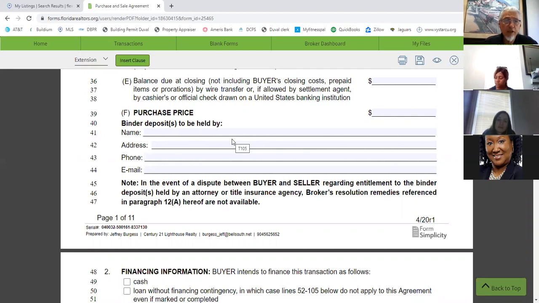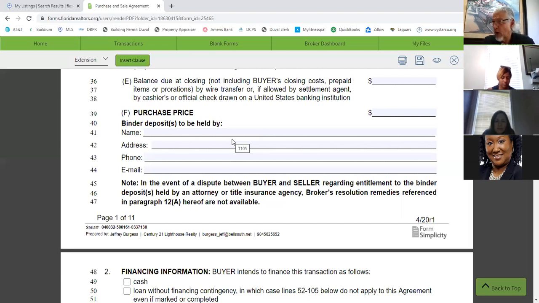Okay. Now note what it says on line 45. It says, in the event of a dispute between buyer and seller regarding the entitlement to the binder deposits held by an attorney or a title company, the brokerage resolution remedy referenced in paragraph 12A hereof is not available. That's an EDO. They're saying if you give it to the title company, no EDO. They're even warning you right here on the document.